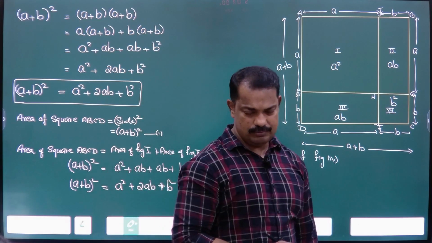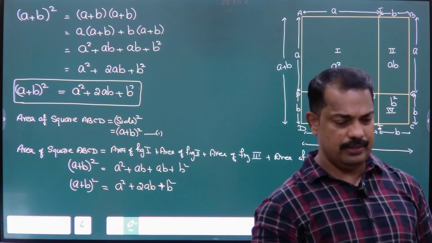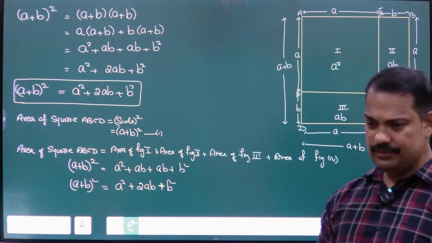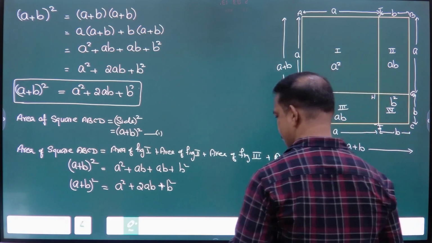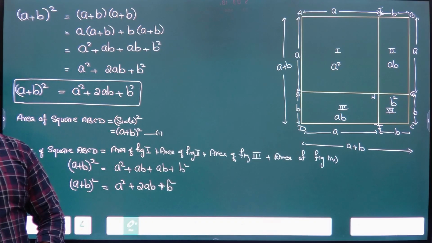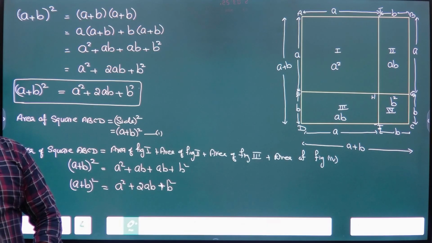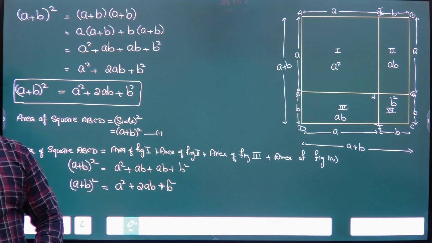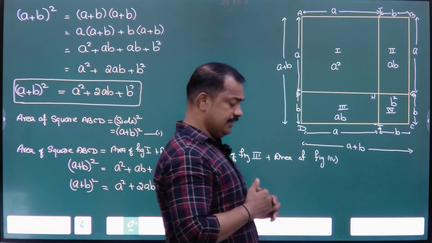Chapter, Exploring Algebraic Identities, chapter number 4. First question, write down: what is the difference between equation and identity?